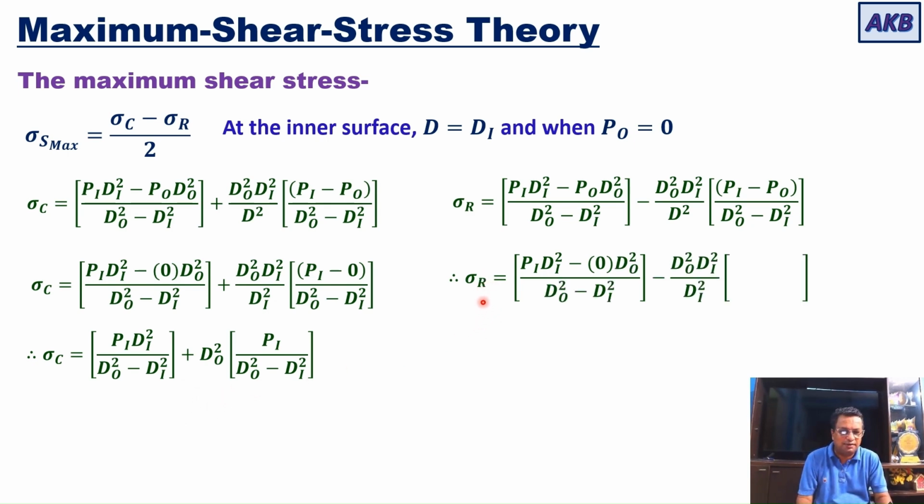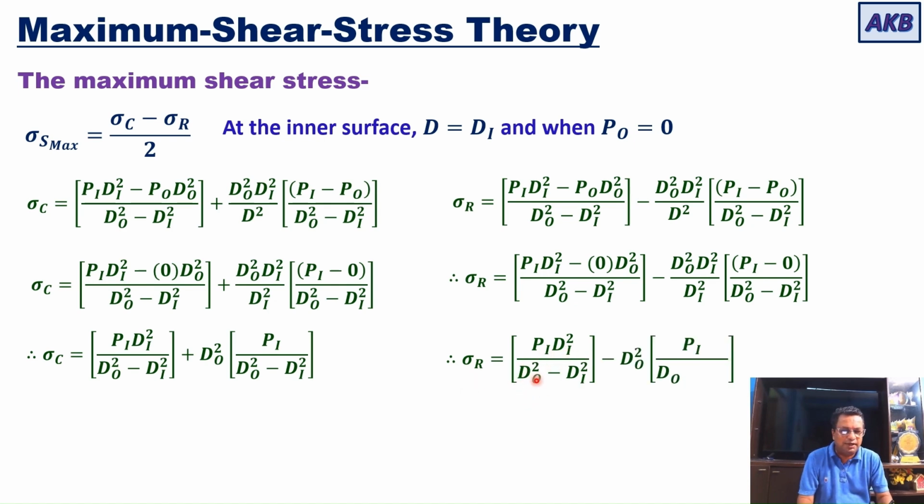for sigma R, the equation will be Pi Di square minus 0 into Do square, Po is 0, divided by Do square minus Di square, minus Do square into Di square by Di square, D replaced with Di, into Pi minus P naught is 0. So Pi minus 0 divided by Do square minus Di square. So that gives us sigma R as Pi Di square divided by Do square minus Di square minus Do square into Pi divided by Do square minus Di square.